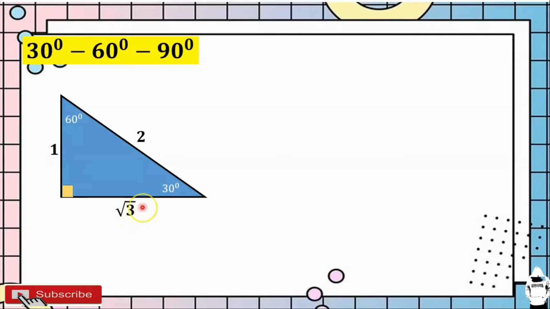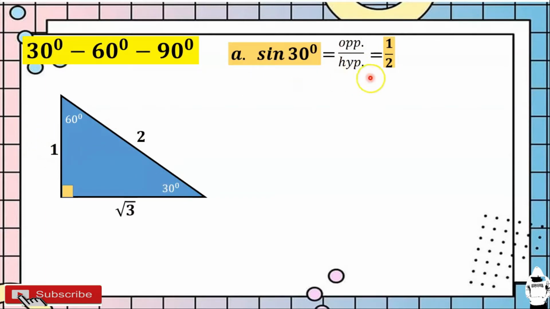So based from these measurements, we are going to find sine 30 degrees. So the reference angle is 30 degrees. Okay? So, ang opposite natin dyan, that is yung 1. And hypotenuse natin, that is yung 2. And yung adjacent natin, that is square root of 3. So, sine 30 degrees is equal to opposite over hypotenuse, that is yung SO. Ang opposite natin, that is 1. And yung hypotenuse natin, that is 2. So, we have sine 30 degrees is equal to 1/2.